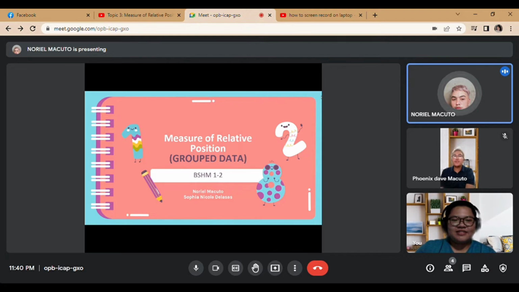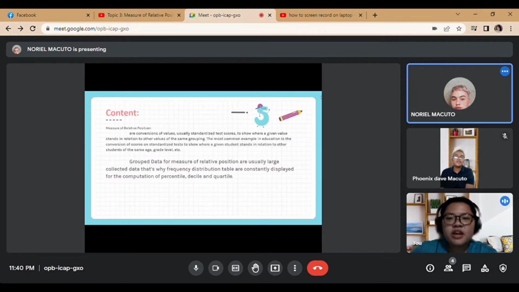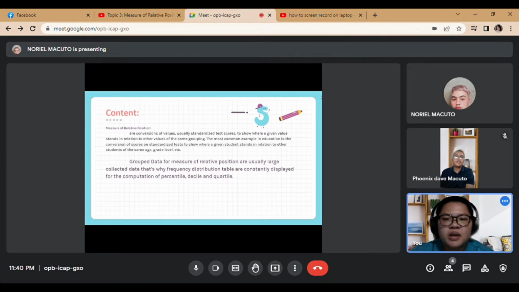Now, we are going to talk about what is a measure of relative position group data. Meaning of relative position. Measures of relative position are conversions of values, usually standardized test scores, to show where a given value stands in relation to other values of the same grouping. The most common example in education is the conversion of scores on standardized tests to show where a given student stands in relation to other students of the same age, grade level, etc.